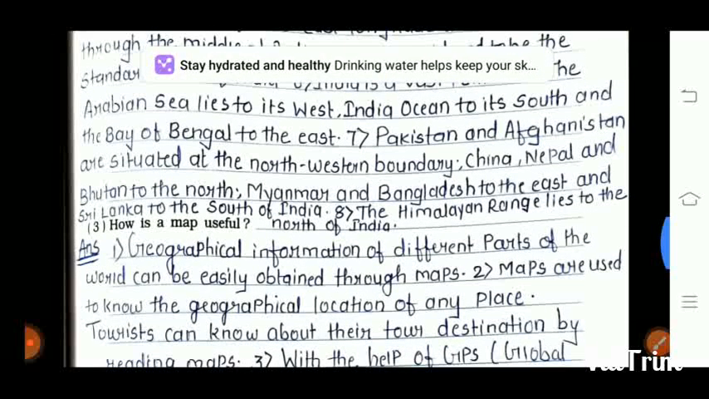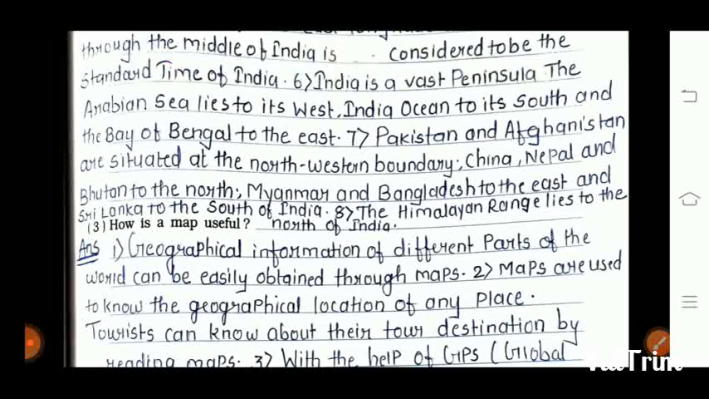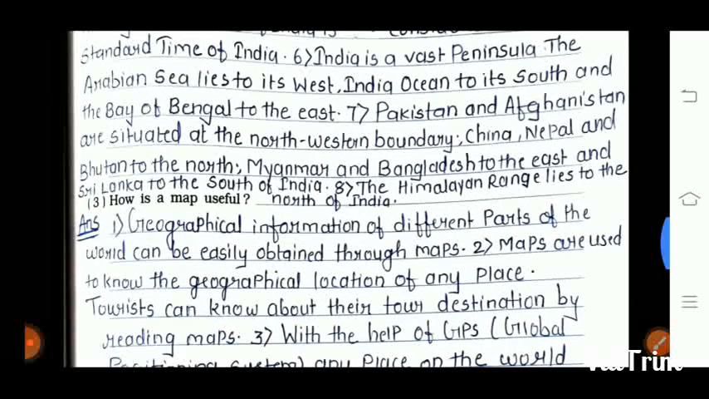Eighth point is the Himalayan range lies to the north of India. ये यहाँ पे थोड़ा लिखा है, ठीक है. Then how is map useful?